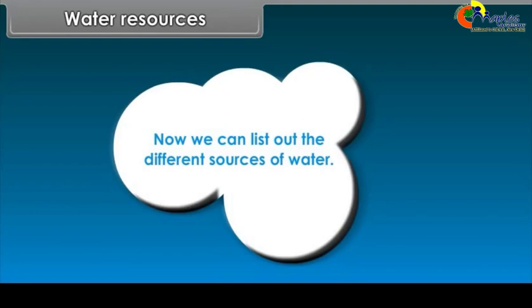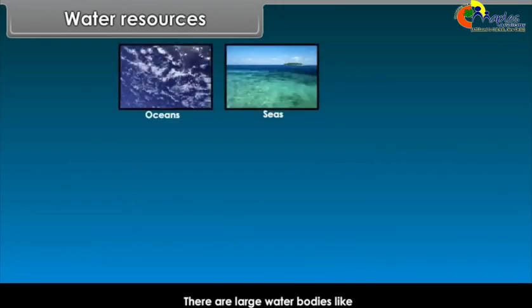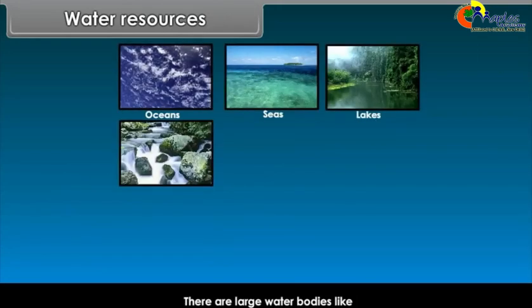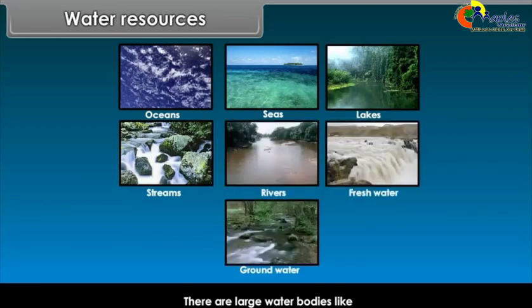Now we can list out the different sources of water. There are large water bodies like oceans, seas, lakes, streams, rivers, freshwater, groundwater, etc. These are the different sources of water on Earth.